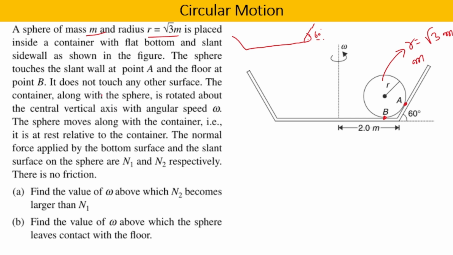Now what is happening? The container along with the sphere is rotated about the central vertical axis. Okay, like this. Container is getting rotated with omega. And it is observed that the sphere moves along with the container. So container and sphere are moving along. कहने का मतलब क्या है? Container कैसे move कर रहा है? Container is moving in a circular trajectory. And if container and sphere are moving along, it means this sphere is also moving in that circular trajectory. Not exactly of the same radius, but yes, in circular trajectory with same omega.